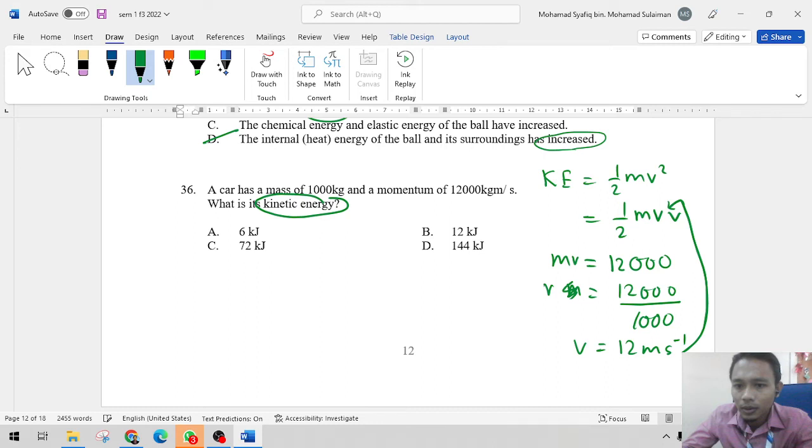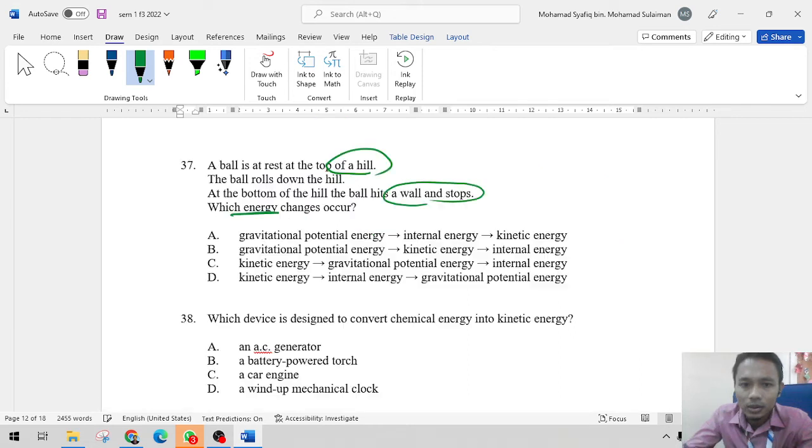Number 37. So we have ball at the top of the hill and then rolls down. At the bottom it hits the wall and stops. So energy changes. So it should start from gravitational potential energy to kinetic energy to internal energy. Right?